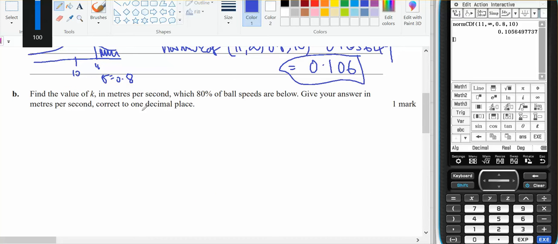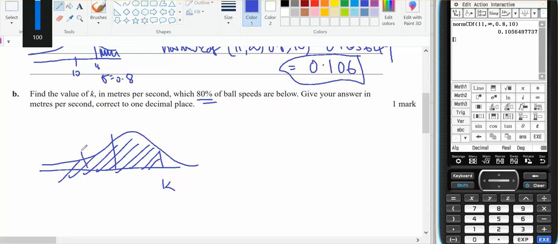Find the value of k which 80% of the ball speeds are below. Okay, so k must be over here somewhere, so that the area there is 0.8. I'm going to do an inverse normal. I want the left to be 0.8, the standard deviation is 0.8, and the mean is 10.